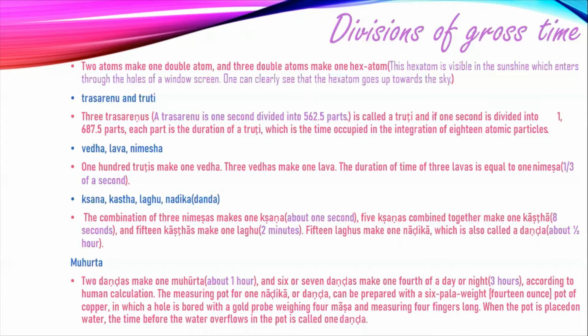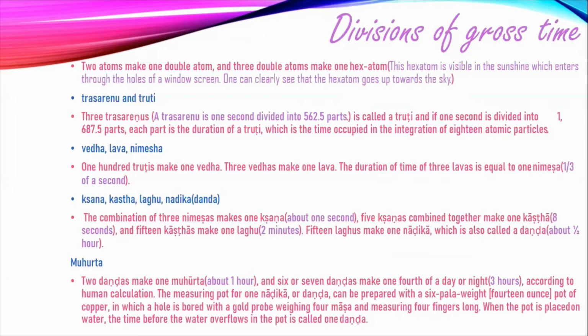Trasarenu and Truti. 3 Trasarenus make a Truti. A Trasarenu is 1 second divided into 562.5 parts. 3 Trasarenus is called a Truti, and if 1 second is divided into 1687.5 parts, each part is the duration of a Truti, which is the time occupied in the integration of 18 atomic particles.